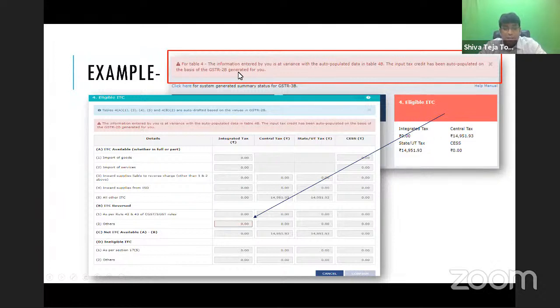Next. Yeah, this is the red flash that I wanted to show you, my dear friends. You can see how it is coming as a red flash for table 4. You can read out what is written there. Information entered by you is at variance with auto-populated data in table 4B. Input tax credit has been auto-populated on the basis of 2B generated for you. So if you claim more, like this, a red flash will come. But you can still alter and proceed to file. But in future, the GST department will come up with notices.